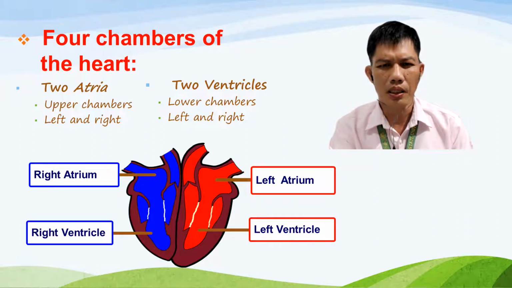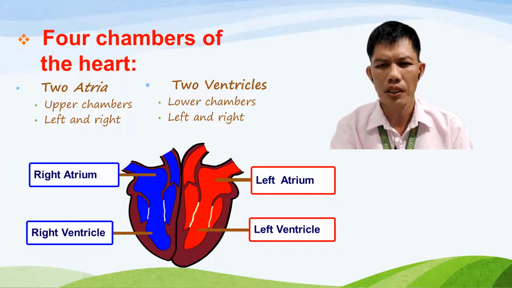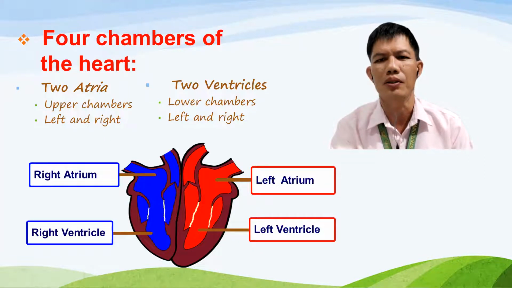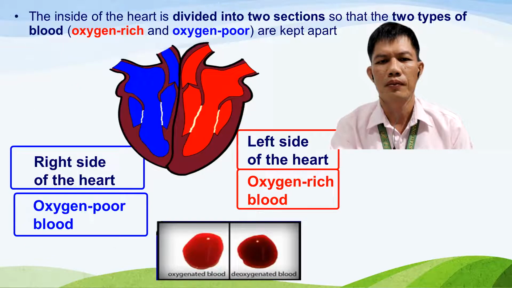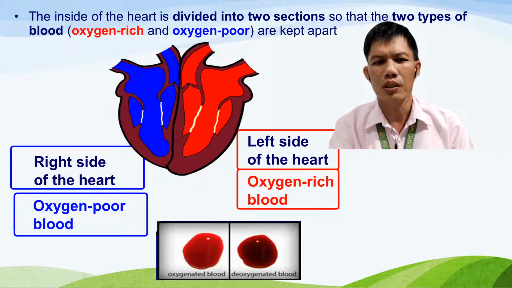Okay, the right atrium and the right ventricle are colored blue because the heart is divided into the right side and the left side. The left side of the heart is colored red. You will know why the left side of the heart is colored red as we go along with our discussion. The right side of the heart is colored blue because it carries oxygen-poor blood.